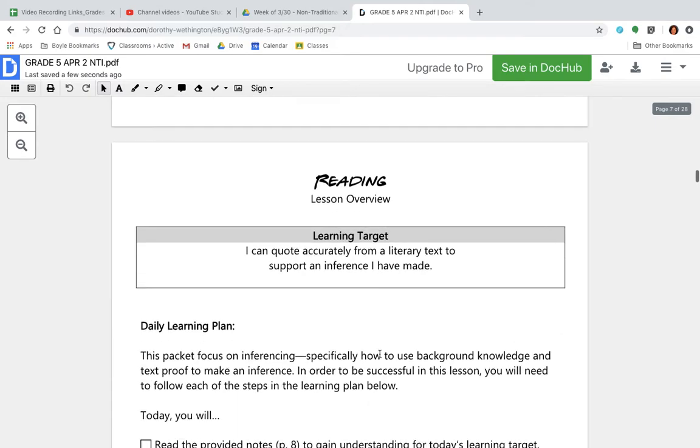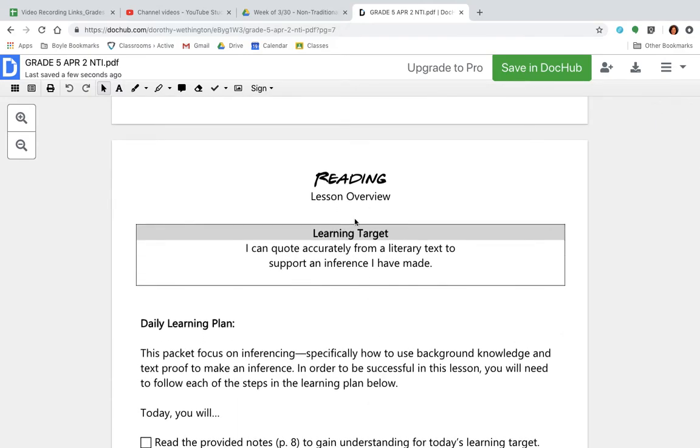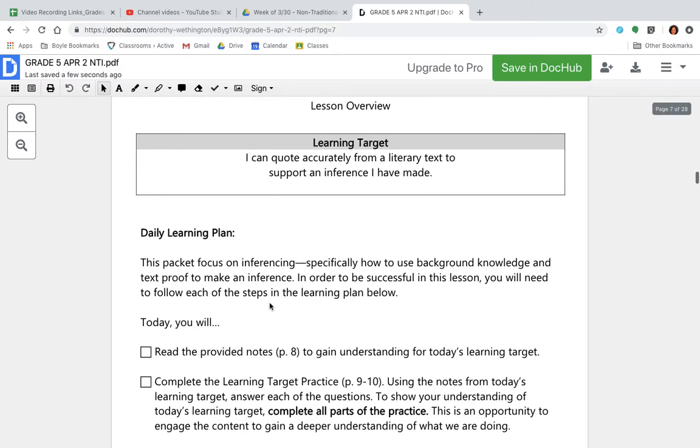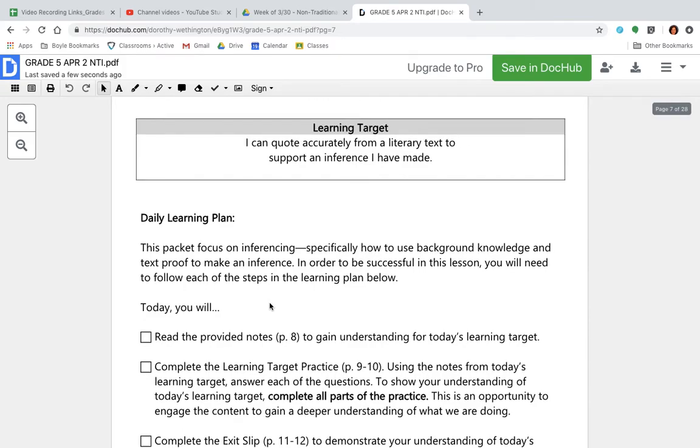Reading, Lesson Overview, Learning Target. I can quote accurately from a literary text to support an inference I have made. Daily Learning Plan. This packet focuses on inferencing, specifically how to use background knowledge and text proof to make an inference.